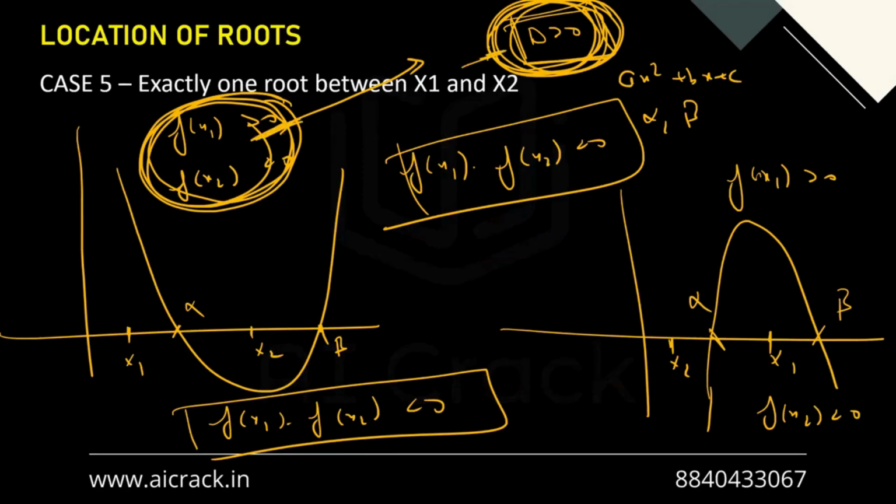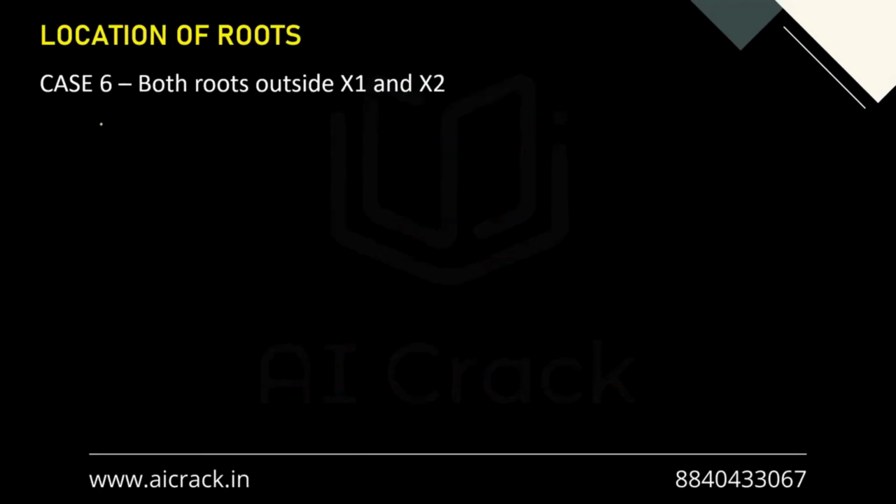This becomes redundant, right? And now we have case 6, which is the last one, where we have both roots outside x1 and x2. I'll keep this as homework because I think I have built enough intuition and thought process on how to derive these conditions without having to remember them, right? So I'll keep this as homework.